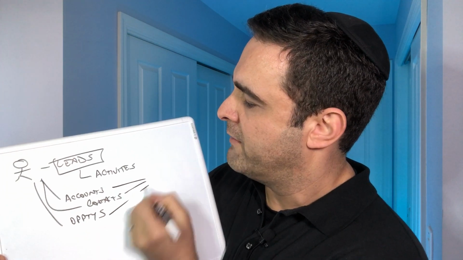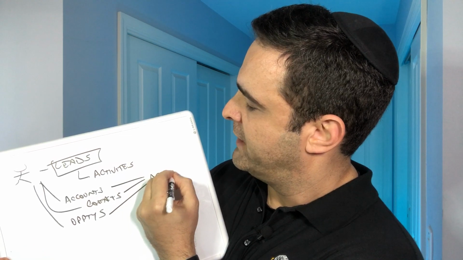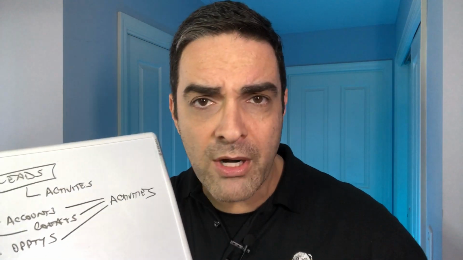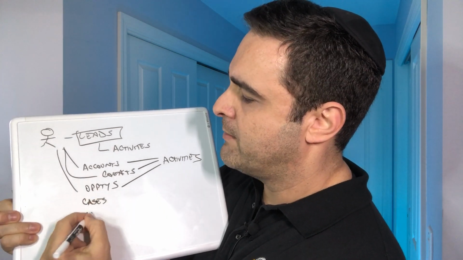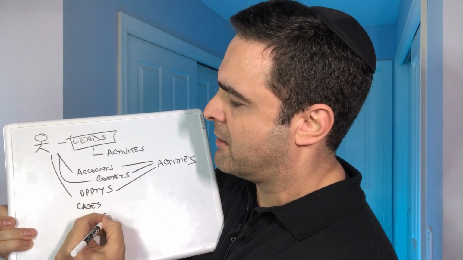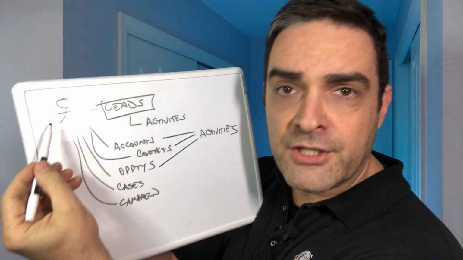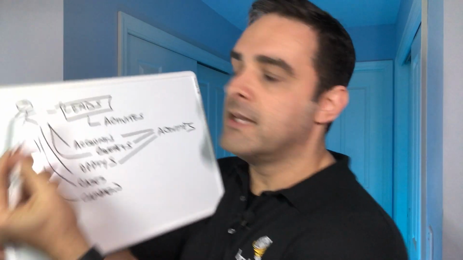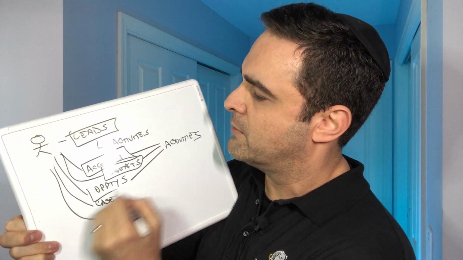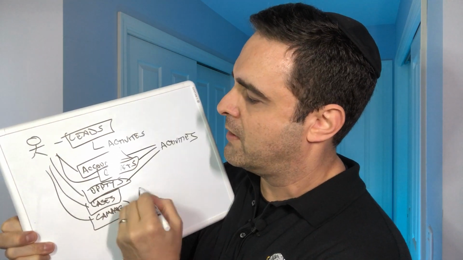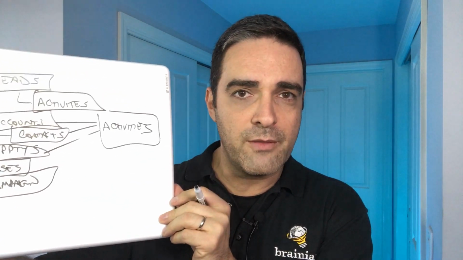So let's go here, and just to abbreviate this a little bit, I'm going to have all of these pointing to activities. Now in some organizations, you are also working with cases and maybe even campaigns. I'm going to stop there because for demonstration purposes, this is good enough. So this individual who is about to leave the organization is working with leads, accounts, contacts, opportunities, cases, campaigns, and activities that are associated to all of these records all over the place.